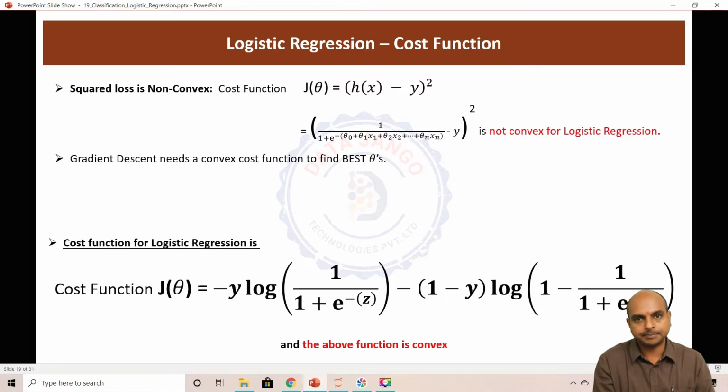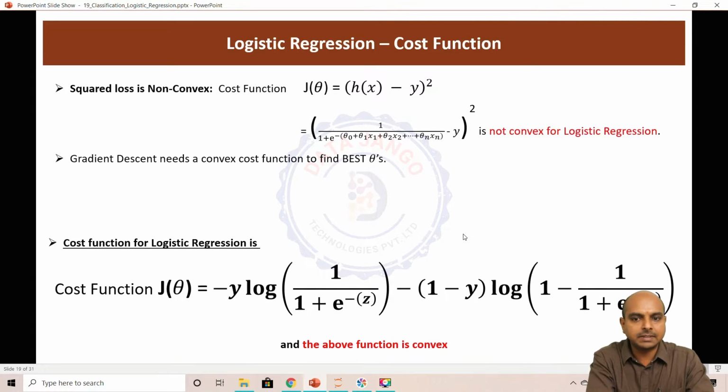or it may not actually reach the global minimal place. So we are going to take the log loss function, as mentioned here, minus y log h of x minus (1 minus y) log (1 minus h of x). This is actually a cross entropy function. We will understand the cross entropy function when we understand the softmax regression classifier. For now, just take this as the log loss function. This is a convex function.